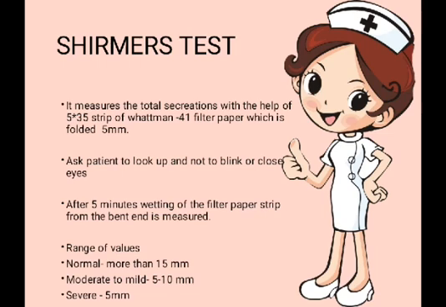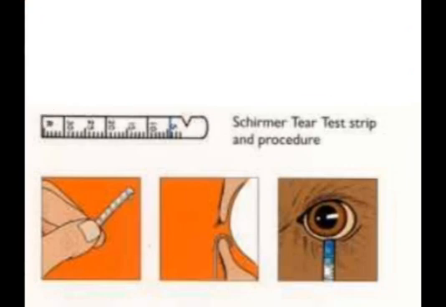After 15 minutes we will detect the filter paper wetting from the bent end. We will get a range of values. If we get more than 15 mm wetting, then this is normal. If we get wetting values from 5 to 10 mm, then it is mild to moderate. If we get less than 5 mm, then it is severe. Like this the Schirmer's test is done.